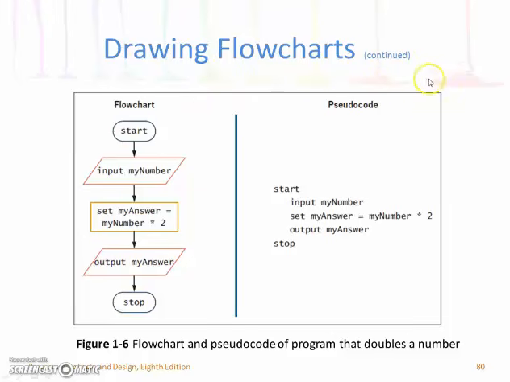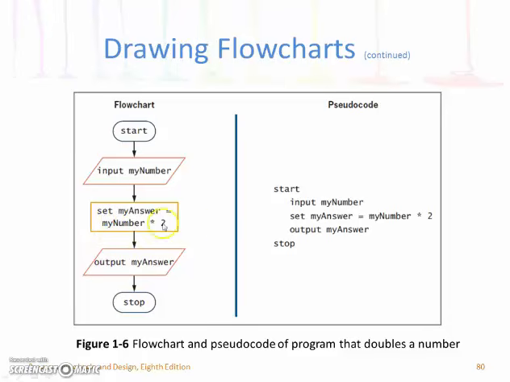Drawing flowcharts, our continuation is, here's an example of our doubling a number program, which we did previously. We have our lozenge, which is our start. It's our terminal statement, start to stop. Then you have your flow lines, which say, okay, from start, you flow towards my parallelogram, which is my input, my number, which is our input.